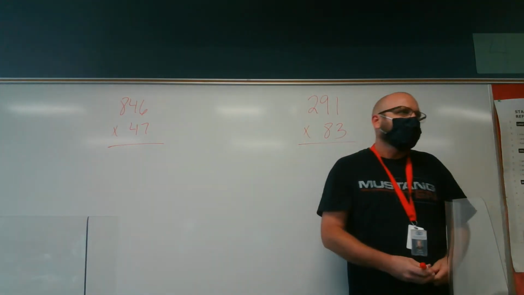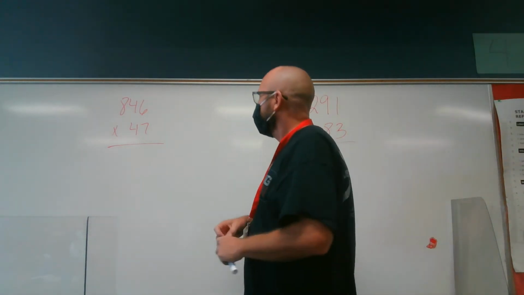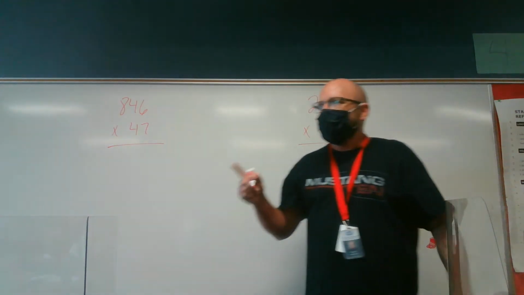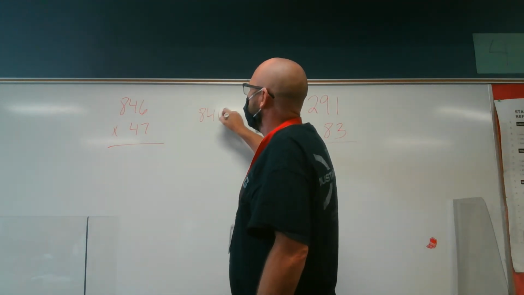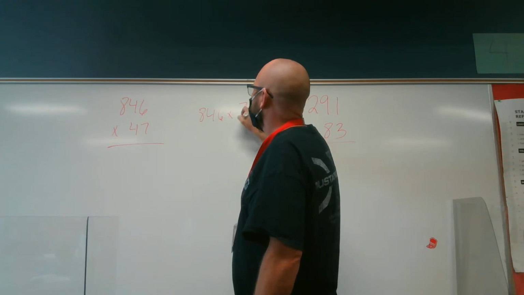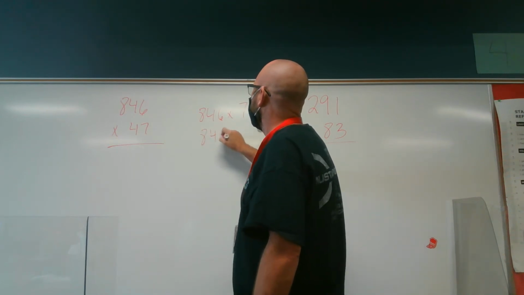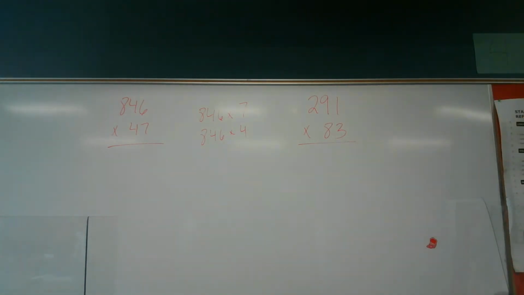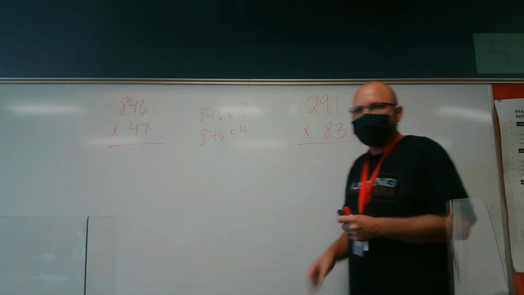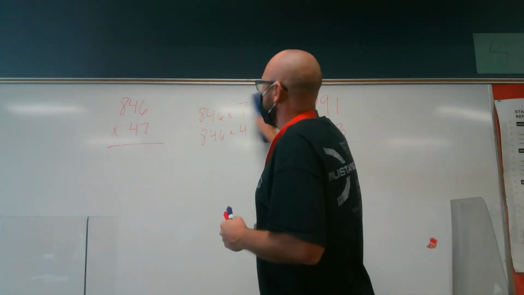Before you went to Flex, I asked you to do these problems. I asked you to do 846 times 7 and 846 times 4. The reason I asked you to do that is because most of you indicated multiplying by a one-digit number is easier for you. That you found that easier.